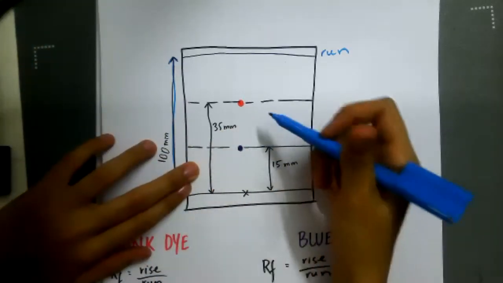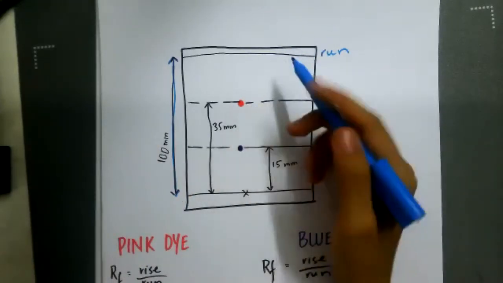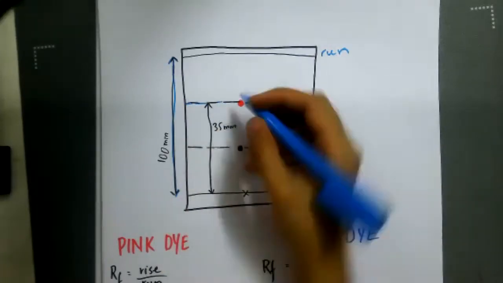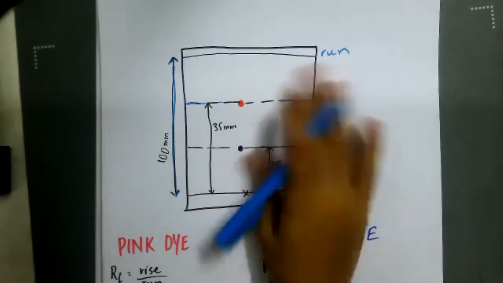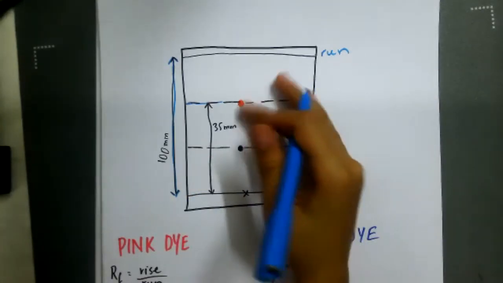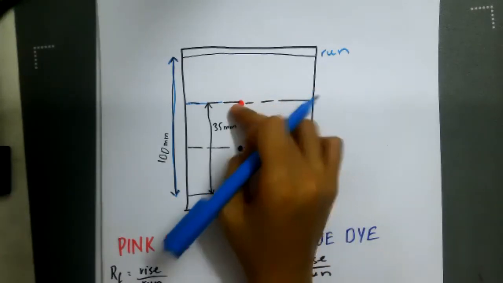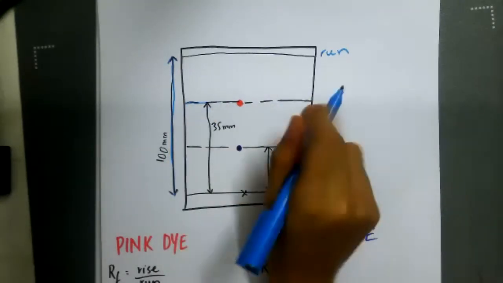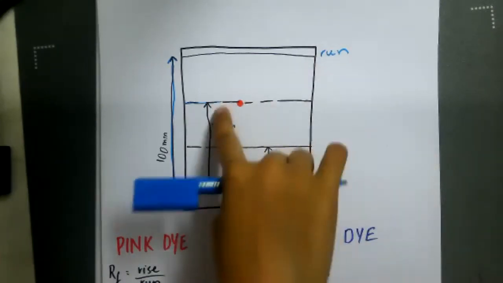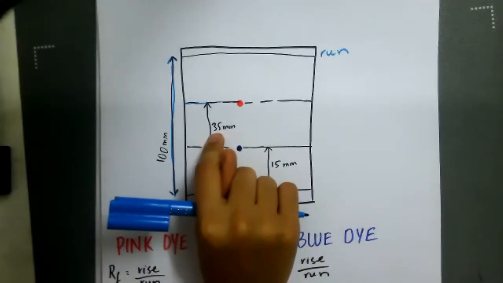And then the rise, for, let's say, the pink dye first. So I'm going to make a line. Because this is a diagram, I just made a spot, but in a real experiment it's going to be all smeared over. So the point where it's most concentrated, I'm going to take that and draw a pencil line through it, and then measure the distance between that pencil line, which is the rise of the pink dye, and the datum line. That would be 35 millimeters.